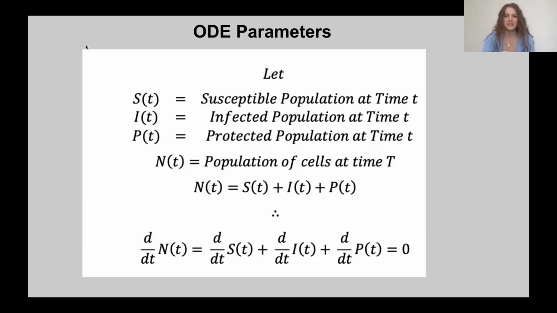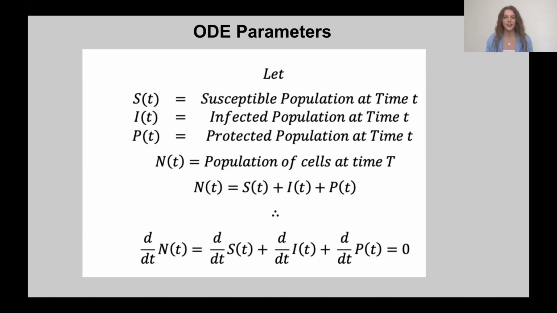As we mentioned in the diagrams, we have a few parameters and 3 different populations we're going to be talking about. We have our S population, which is our susceptible population at time t, our I population, which is our infected population at time t, and our P population, which is our protected population at time t. And this all equals our N value, our entire population of cells at time t. So N of t equals our susceptible population, our infected population, and our protected population.